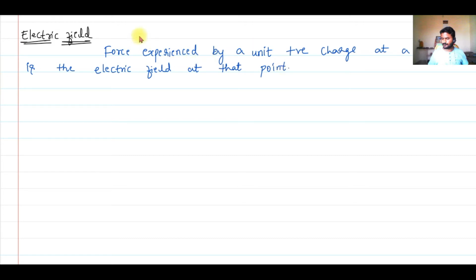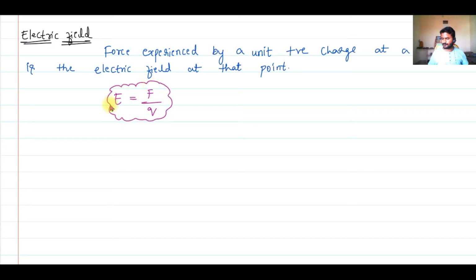All right. So now let us write the formula for that. Electric field is nothing but force experienced per unit charge. So F by Q. If F is the force experienced by a charge Q at a region, then the electric field at that region will be F by Q. As simple as that.